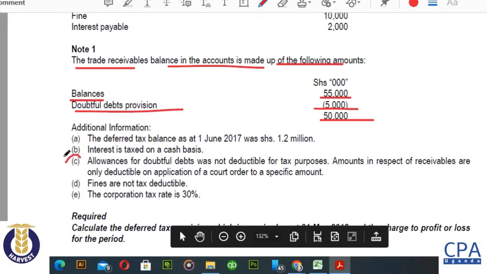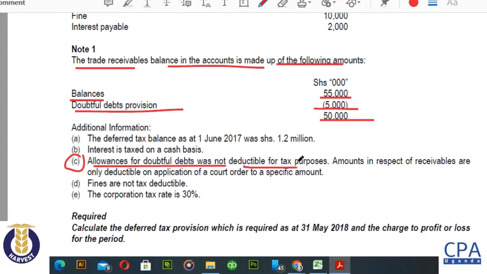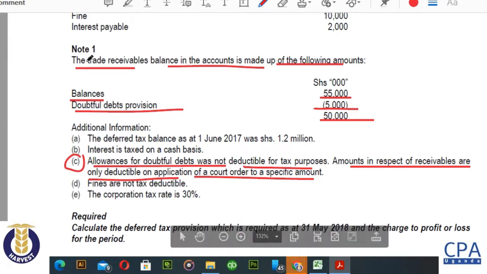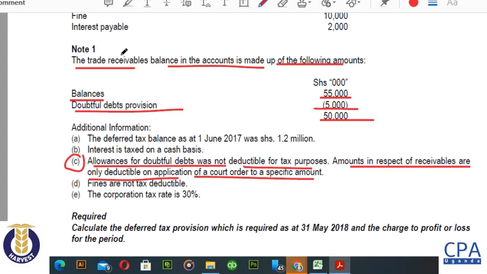However, in note C, they are telling us that the allowance for doubtful debts was non-deductible for tax purposes, and amounts in respect of receivables are only deductible on application of a court order to a specific amount. So the indication of this is that the tax law does not allow such deductions like doubtful debts on the balances of trade receivables or accounts receivable. So it means that we shall add back the doubtful debts of 5,000 to arrive at the tax base.